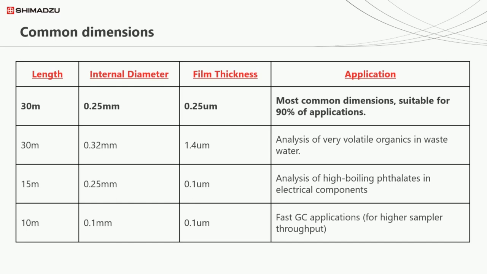Narrower columns have a much greater resolving power than wider ones, so you can reduce the length and runtime while still maintaining good peak separation. Again, use literature to help you find a suitable column for your application, or speak to a column manufacturer for suggestions.